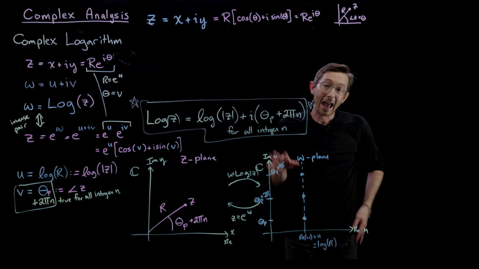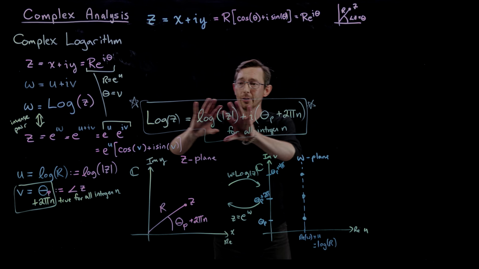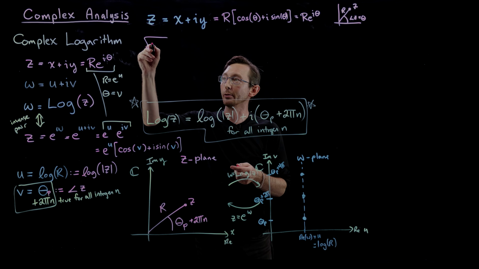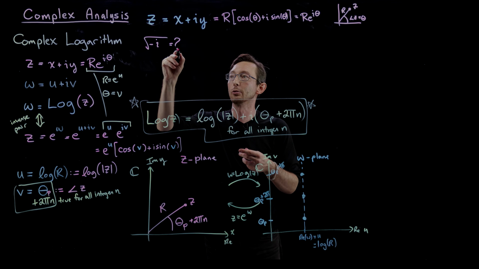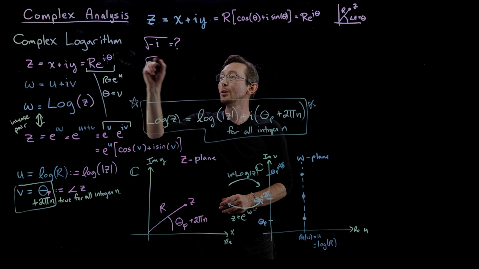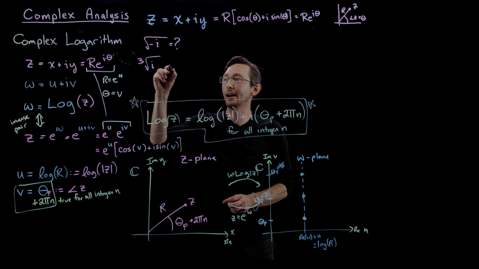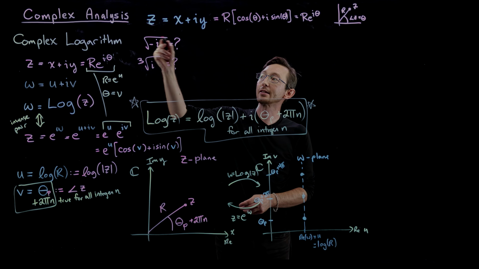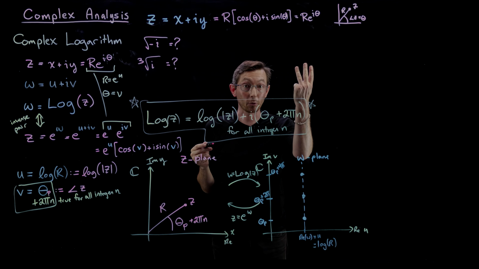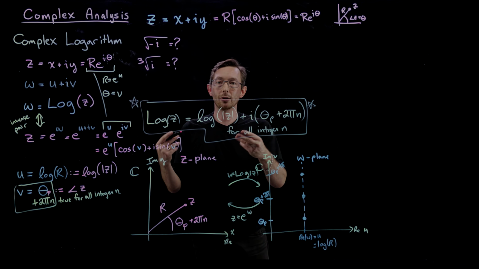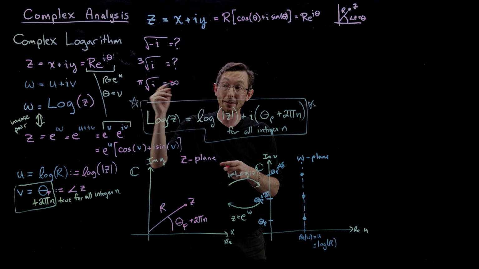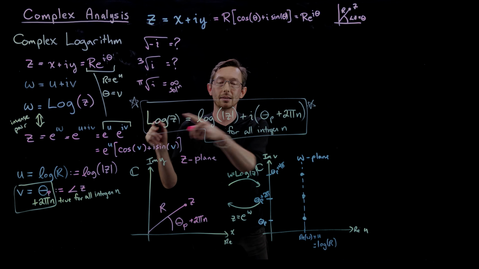And teaser, we're actually going to use this formula to compute things like the square root of negative i. What is that equal to? We're going to use this formula to compute the square root of negative i. Or we could compute the cube root of positive i. What does that equal? And I claim that the square root is going to have 2 solutions. The cube root is going to have 3 solutions. And so on and so forth. You can take things like the pi-th root of i. That's going to have infinitely many solutions, just like the complex logarithm.